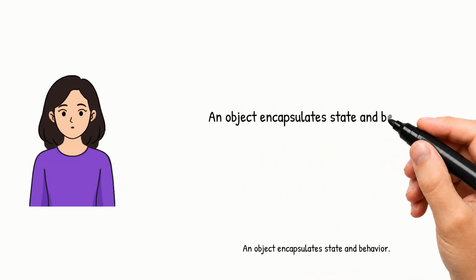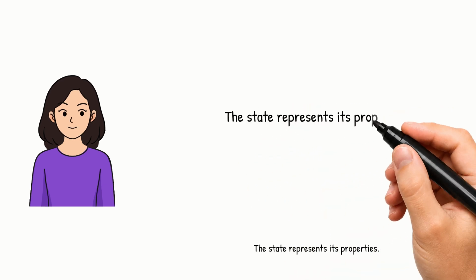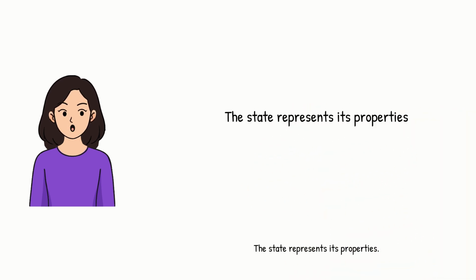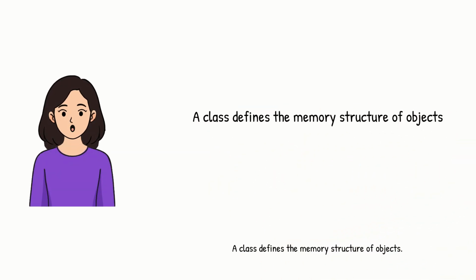An object encapsulates state and behavior. The state represents its properties, while behavior defines responses to method calls. Objects are instances of classes which define their structure and interactions. A class defines the memory structure of objects and dictates how they interact.